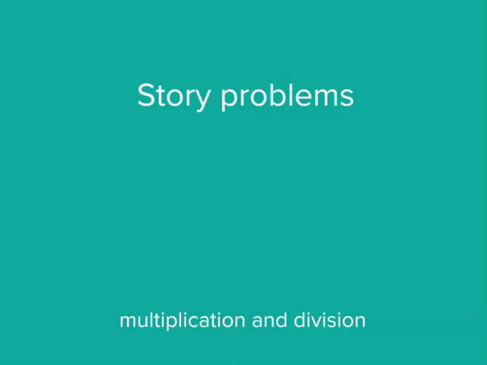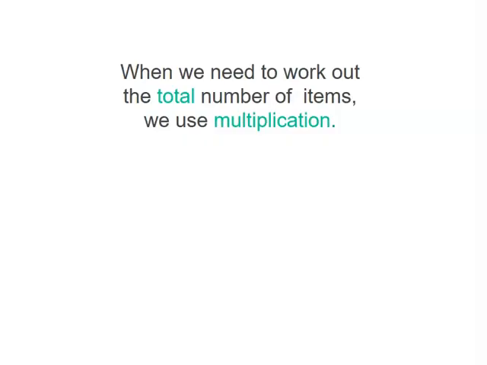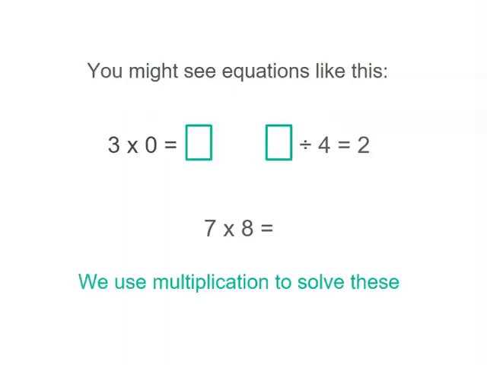Use multiplication or do we use division? Let's go and have a look at some examples of how we can decide. When we need to work out the total number of items, we use multiplication. Here are some equations you might see where we would use multiplication. 3 multiplied by 0, something divided by 4 equals 2, or 7 multiplied by 8.